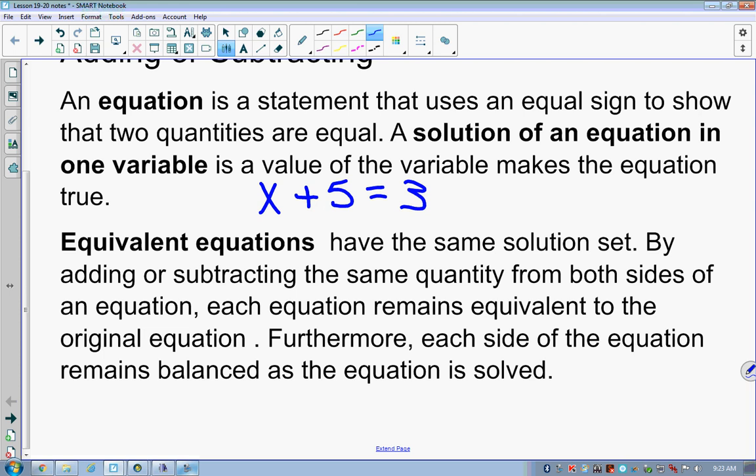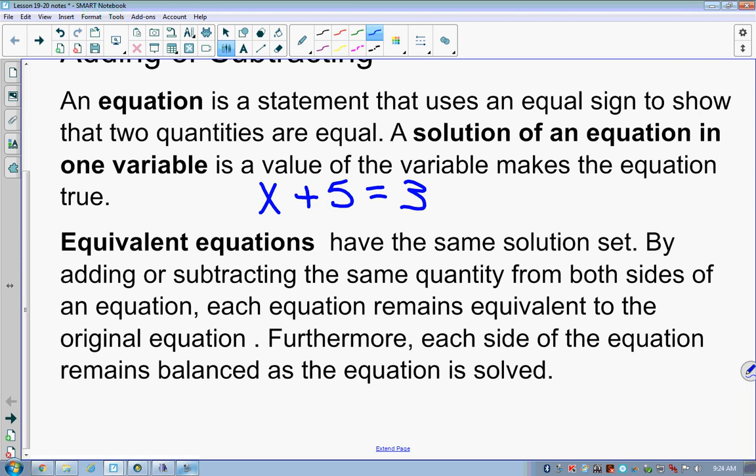All right. In order to isolate the variable, though, I have to undo the operation that exists with the variable. Okay? So what I'm seeing with the variable is addition, right? The 5 is being added to it. So the only way to undo addition is through what? Subtraction. But I can't just do it to one side. Okay? I can't just subtract 5 from x and just do that to the left-hand side. I also have to do it to the right-hand side in order for the equation to remain balanced.